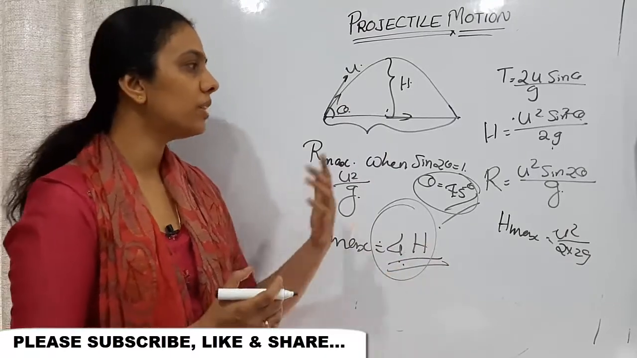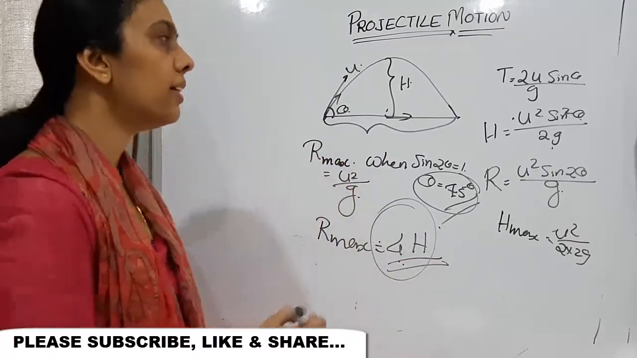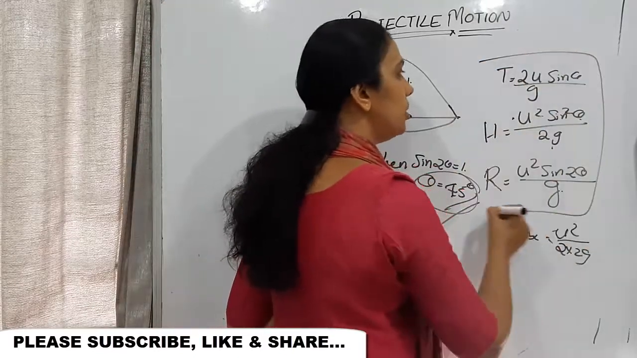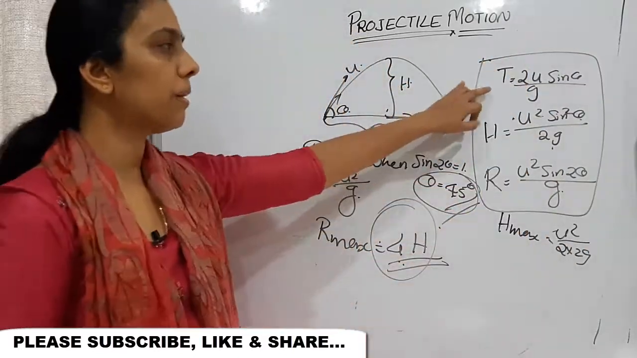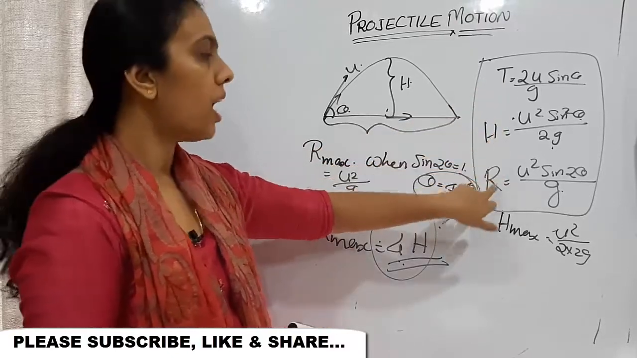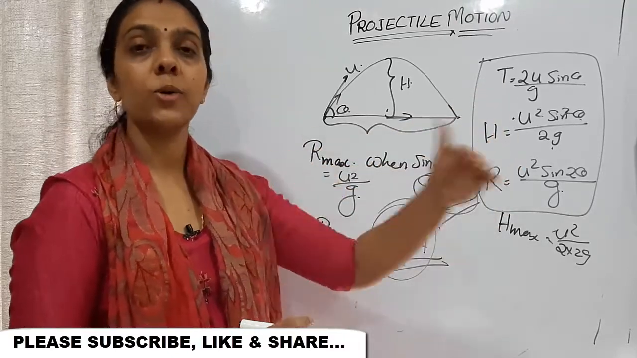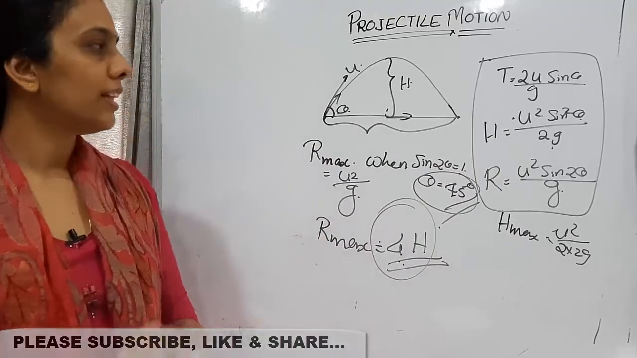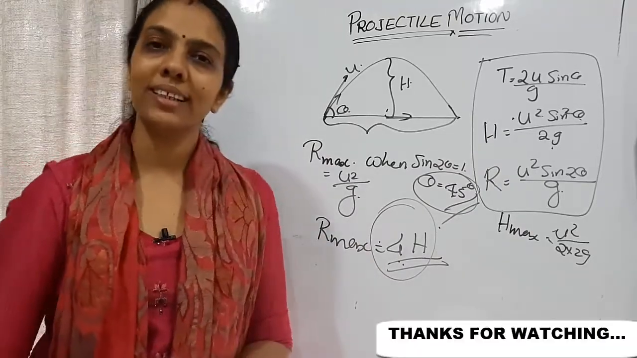So these are some of the terms which you need to learn by heart. All of you learn these equations. T equals 2u sin theta by g is the total time required. H is the maximum height. R is the range, that is the horizontal range. Okay, so relating to this, the numericals we will be doing in the next class.